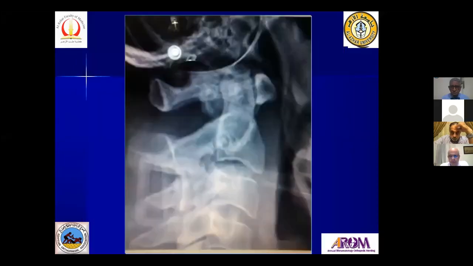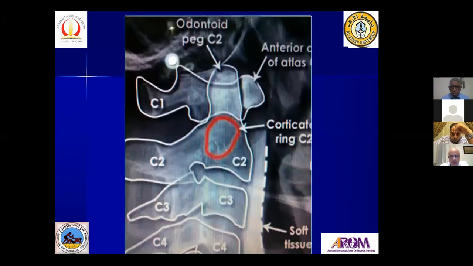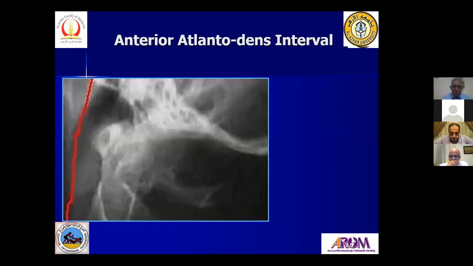And this is the junction of C1, C2, and how to read it. And here, this is the pre-odontoid space, the anterior part of the C1. And this is the odontoid process. And this is the space, and this is the cortical bone ring of the C2. This is an example of pre-dental space, what we call the anterior atlanto-dens interval. This is the dens, the odontoid process of the C2.